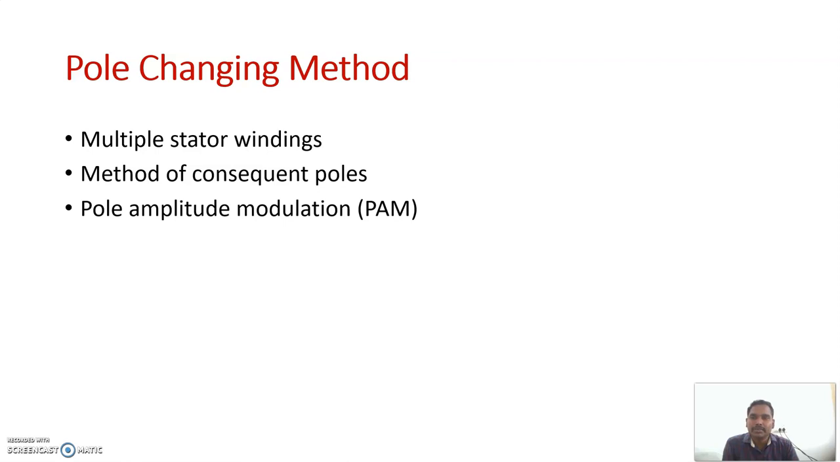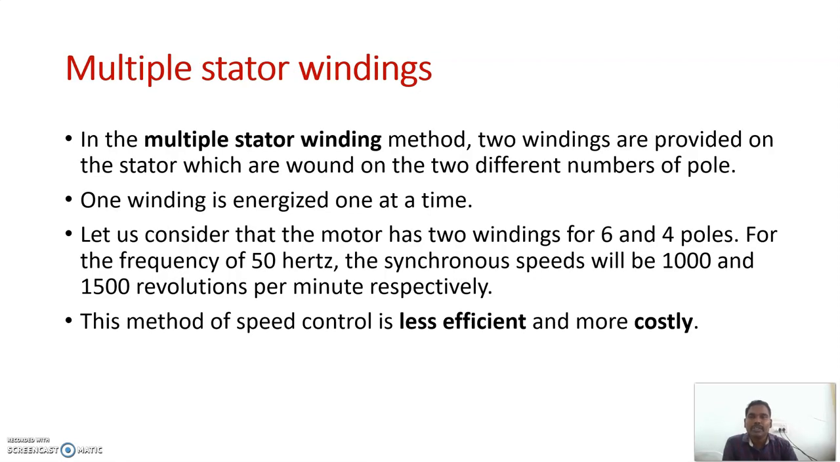Now the pole changing method. In the pole changing method, we have 3 types: multiple stator winding, method of consequent poles, and pole amplitude modulation. These are the 3 techniques we have. Basically, the pole changing method is not frequently used in industries. It is a time-consuming process for manufacturing the machine, and there is also the labor cost.